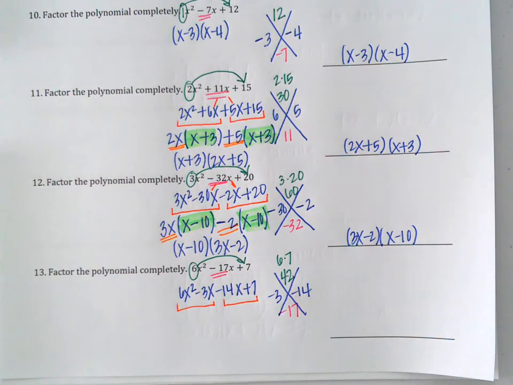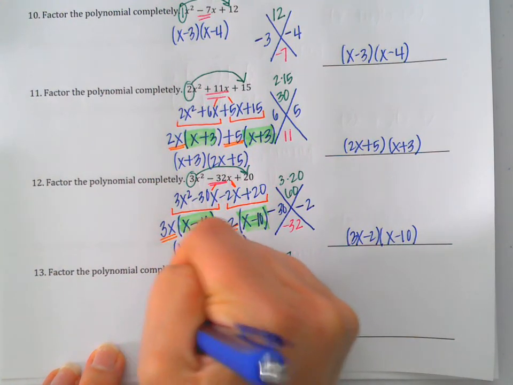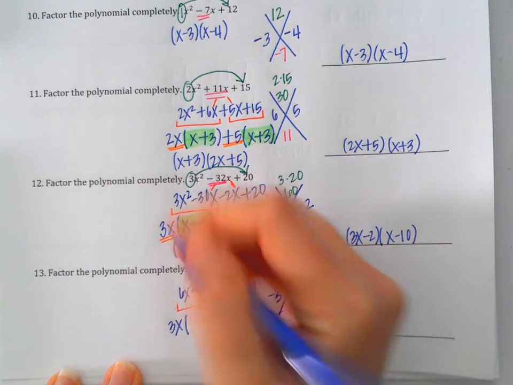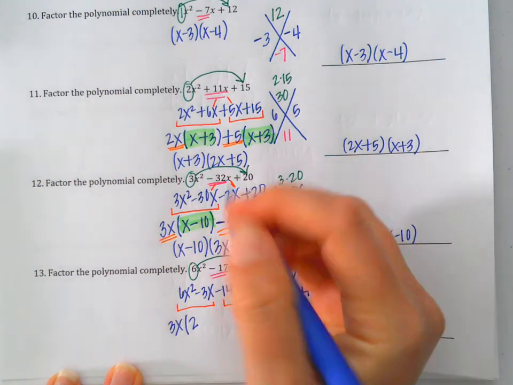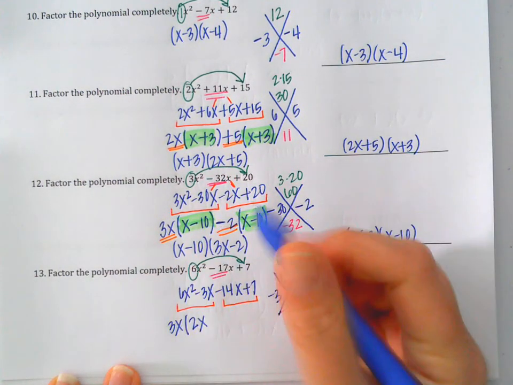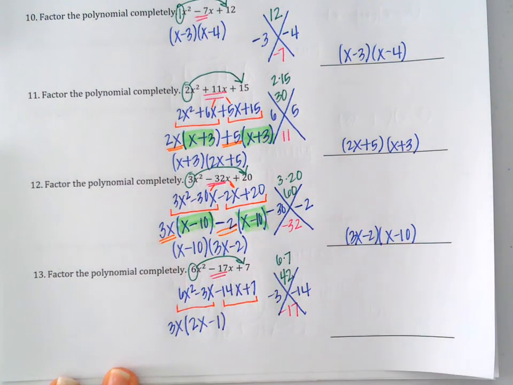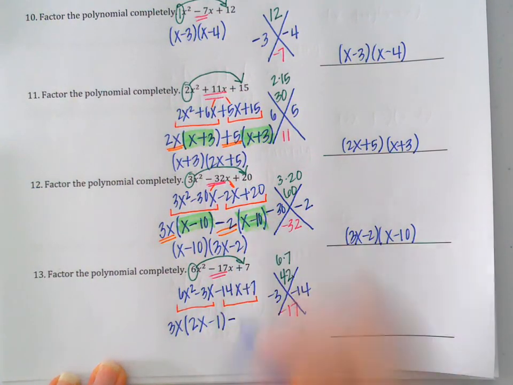So 6x squared minus 3x, I can factor out a 3x. And I'm left with 6 divided by 3 is 2, and x squared divided by x is x. And then negative 3x divided by 3x is just minus 1. And then I always bring down my middle sign.